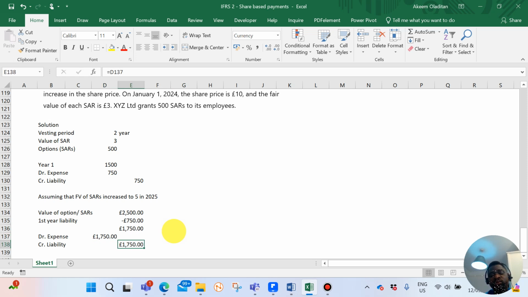But because this happens in year 2, let's now assume that the vesting period is 3 years. It means it's supposed to continue to 2026. It means that this value will be split into 2025 and 2026. So not all will be posted at once. We need to recognize value at each of those vesting periods.